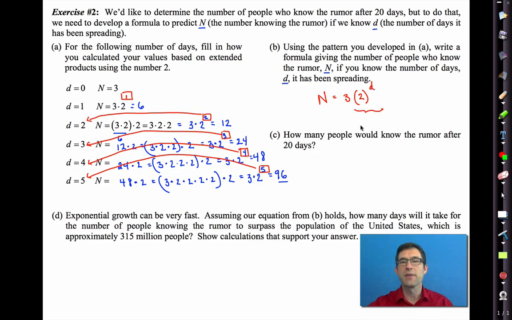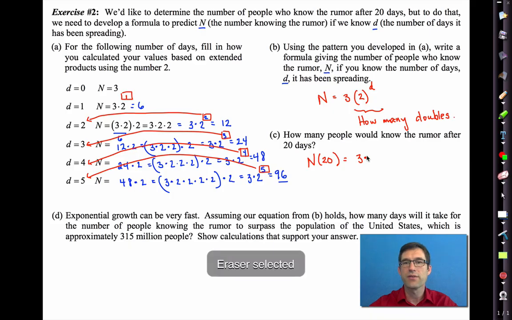This just tells me how many times it's doubled. I'll call it how many doubles. I'm not sure if that's the best way to put it, but that's how many doubles, and then 3 is what we start with. So if we want to know how many people, let me use function notation, know the rumor after 20 days, we just need to multiply 3 by 2 to the 20th.